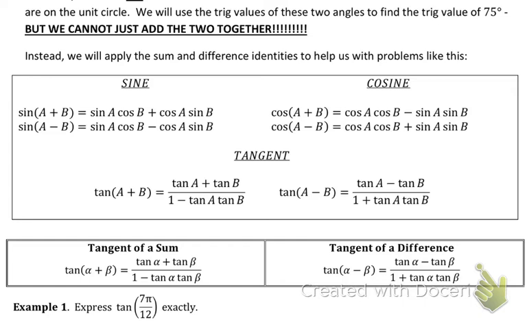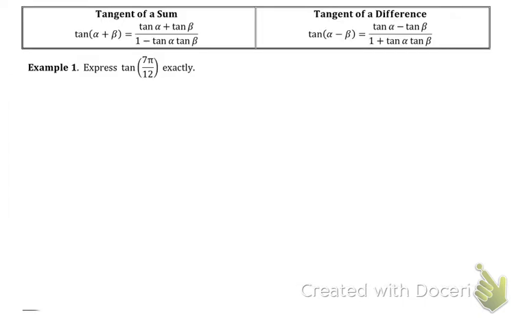Let's actually just get into doing one of these. I think that's the easiest way to look at these. All right, so we're supposed to find the expression tangent of 7 pi over 12. Is 7 pi over 12 on the unit circle? No, it is not. So we can't just go straight to an answer. It is not on our unit circle.